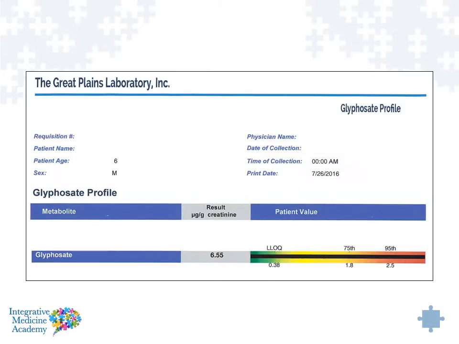So we know that glyphosate is something that is sprayed, unfortunately, in our environment quite a bit, but it's used all over the world. Great Plains Laboratory has a glyphosate profile as a urine assessment. You can see in this particular test, the level is quite elevated.